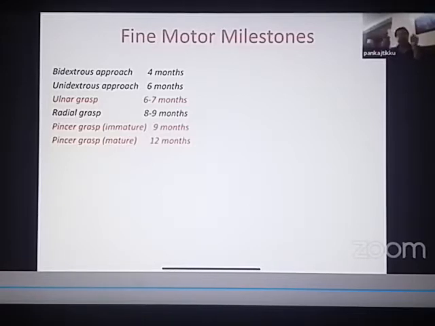So bidextrous approach using both the hands, 4 months. Unidextrous approach using one hand, 6 months. Ulnar grasp, 6 to 7 months. Radial grasp, 8 to 9 months. This is pincer grasp. Pincer grasp at 9 months and a mature pincer grasp at 12 months.